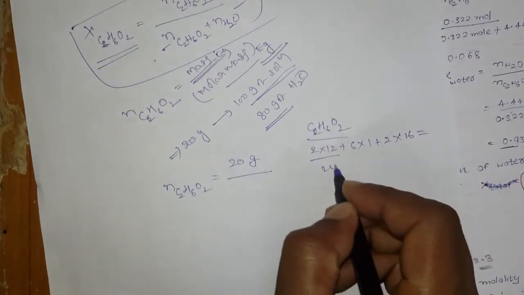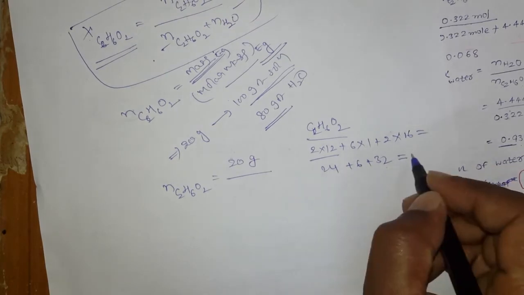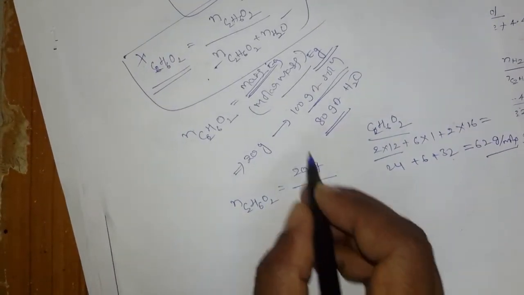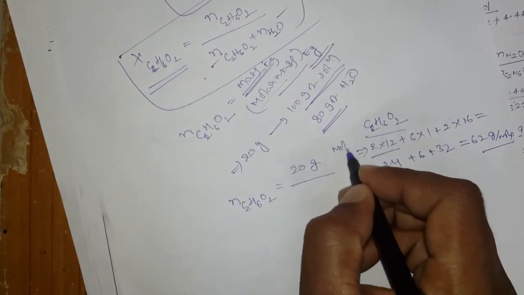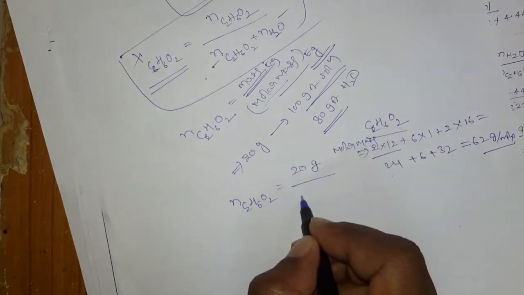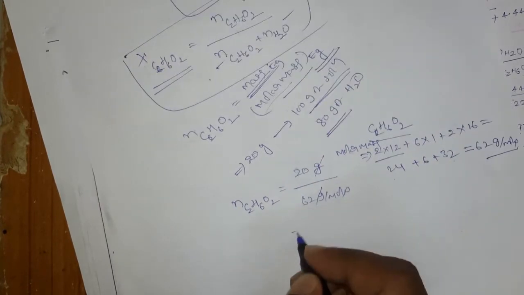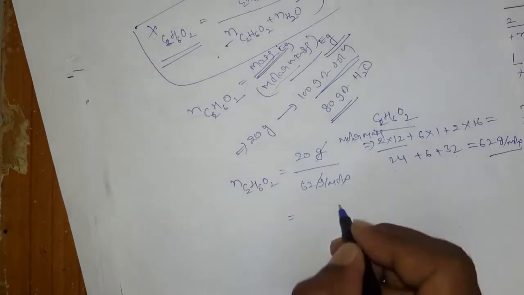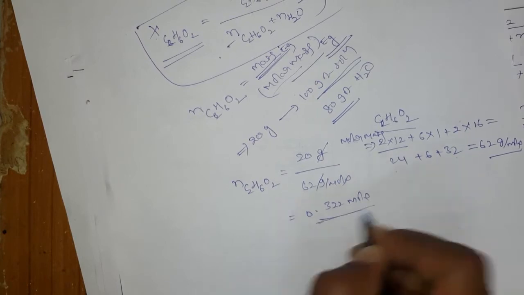How much is it? 24 plus 6 plus 32, that is 30 plus 32, 62 grams per mole. You can write it as 62 grams per mole. So the molar mass of ethylene glycol is 62 grams per mole. So grams cancel and you get 20 by 62, which is 0.322 moles.